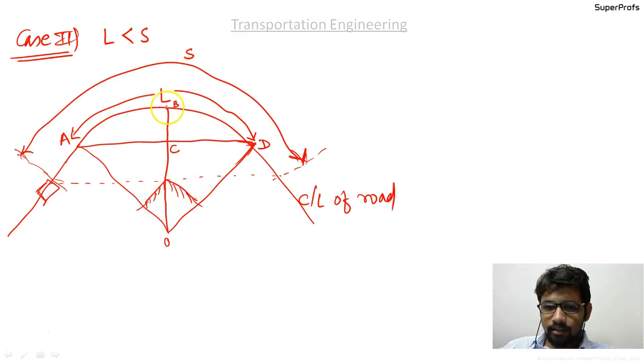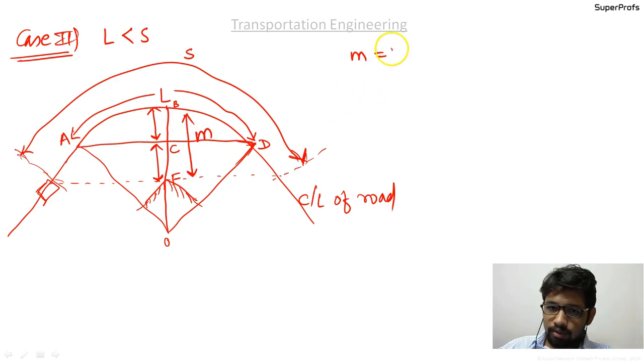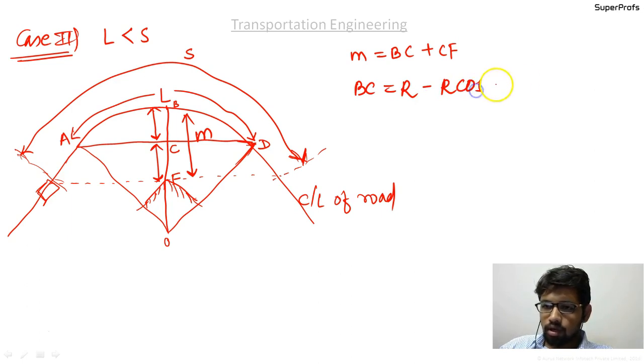So from the center line, the distance will be BC plus CF. So in this case, the setback distance, which is always given as M, is equal to BC plus CF. So just like case 1, we can easily say that distance BC equals R minus R cos of alpha by 2, R minus R cos of alpha by 2, just like case 1.